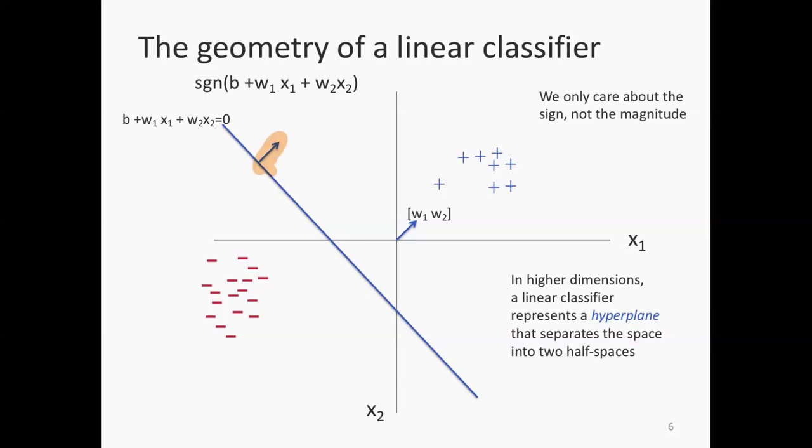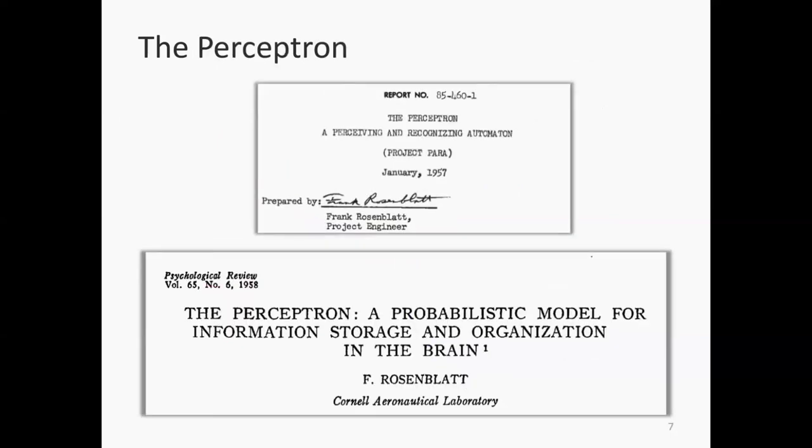So now let's talk about the perceptron algorithm. The perceptron algorithm was invented by Frank Rosenblatt in 1957 or 58. I mean, the early versions showed up in 57, and it was formally published in 58 in Psychological Review, with such a grandiose title, a probabilistic model for information storage and organization in the brain. I love the title because, as you will see, it's a very, very simple algorithm. It's incredibly simple.